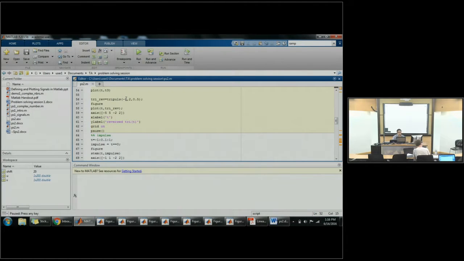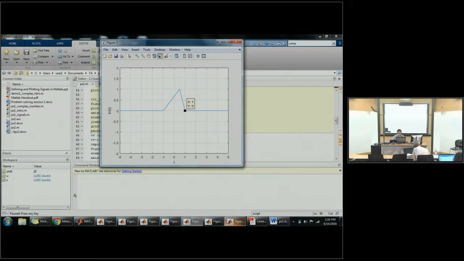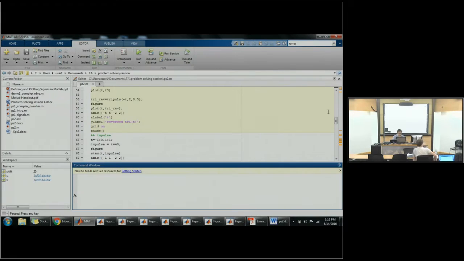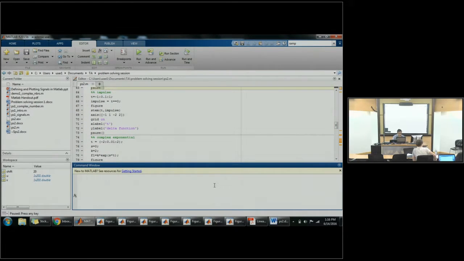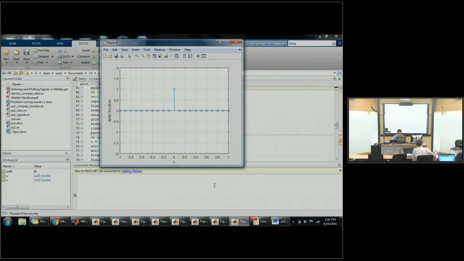I'm just using minus t over here. Instead of t, I'm just using minus t. That reverses it for me. Okay, so this is my original, this is my time reversed. It's mirror image about the center point, which is t equal to 0 over here. Okay, now going over to the next thing, impulse function, which we had seen last time.